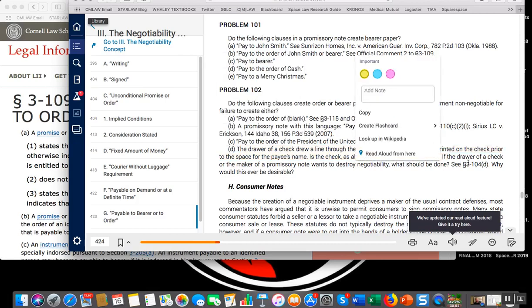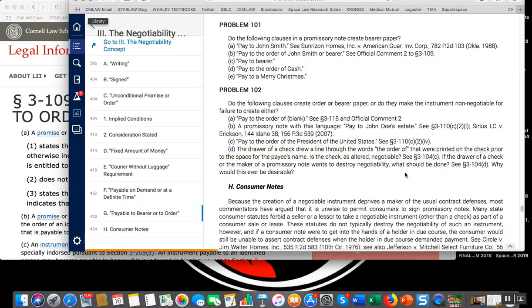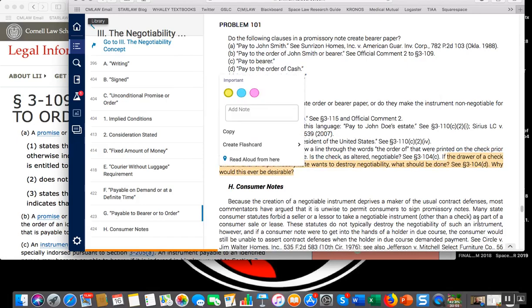If the drawer of a check or the maker of a promissory note wants to destroy negotiability, what should be done? And why would this ever be desirable? Well, okay. Now, first of all, what if you take a check and it says pre-printed, pay to the order of, and then the line, and you strike out the order language? You remember at the beginning of this segment, I impressed upon you the imperative need for order language in an instrument. Otherwise, it's not going to be negotiable.